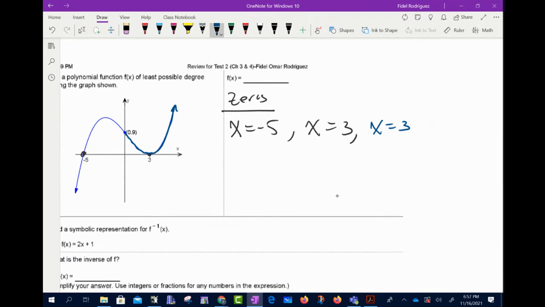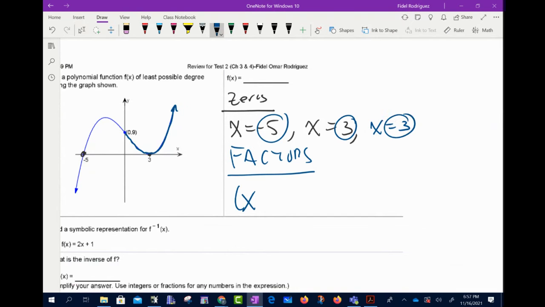They're my zeros. Let me write my factors. Bring each of those numbers across. x plus 5, and both of those are going to be x minus 3. If you want to, you can write it like that, x minus 3 whole squared, okay?